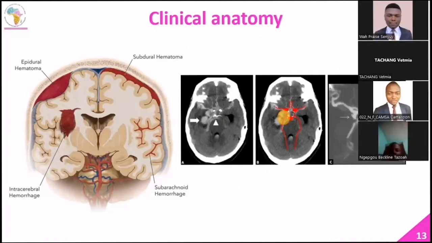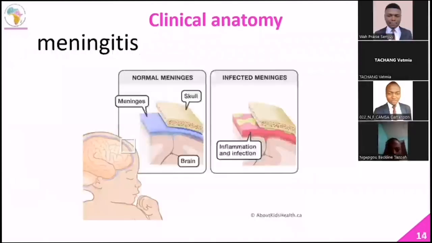Other signs and symptoms include vomiting, confusion, neck stiffness, and reduced consciousness. Importantly, risk factors for a subarachnoid hemorrhage include being female, alcoholic, cocaine use, and autosomal dominant polycystic kidney disease. The final clinical anatomy that we'll discuss is meningitis. The word meningitis means inflammation of the meninges.